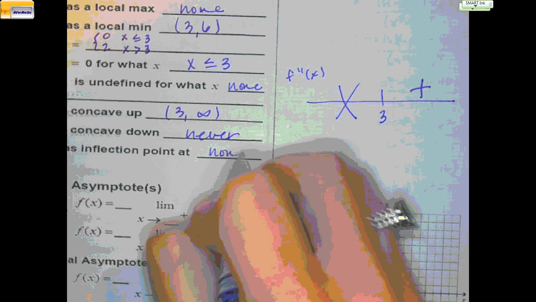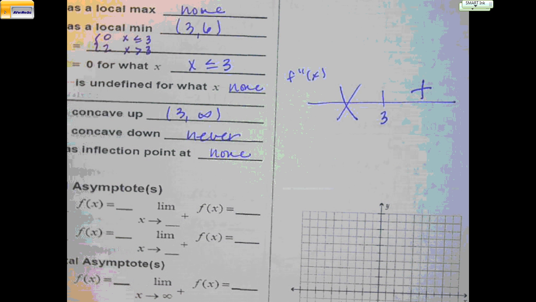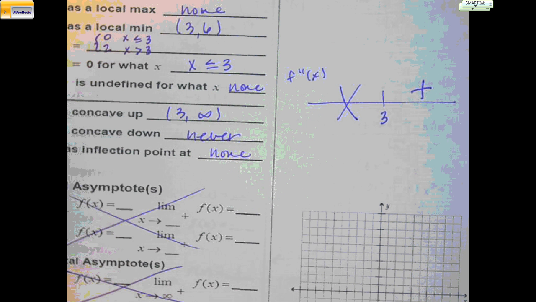Do we have any vertical asymptotes? There's nowhere it's undefined. We're good. No horizontal asymptotes. We're solid. No slant asymptotes. We crossed them out so Mrs. Major knows we thought about it, but we know there's not any. And now we graph. I know that there's a y-intercept at 0, 9.